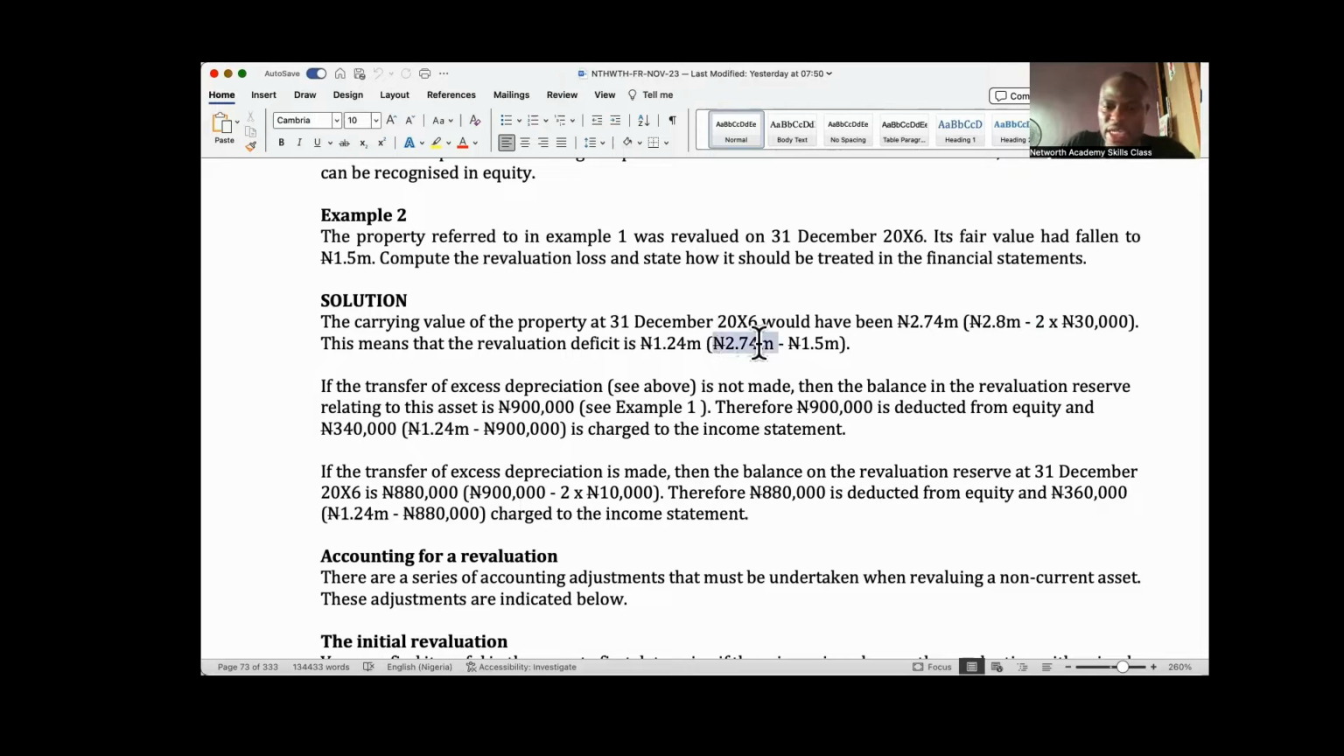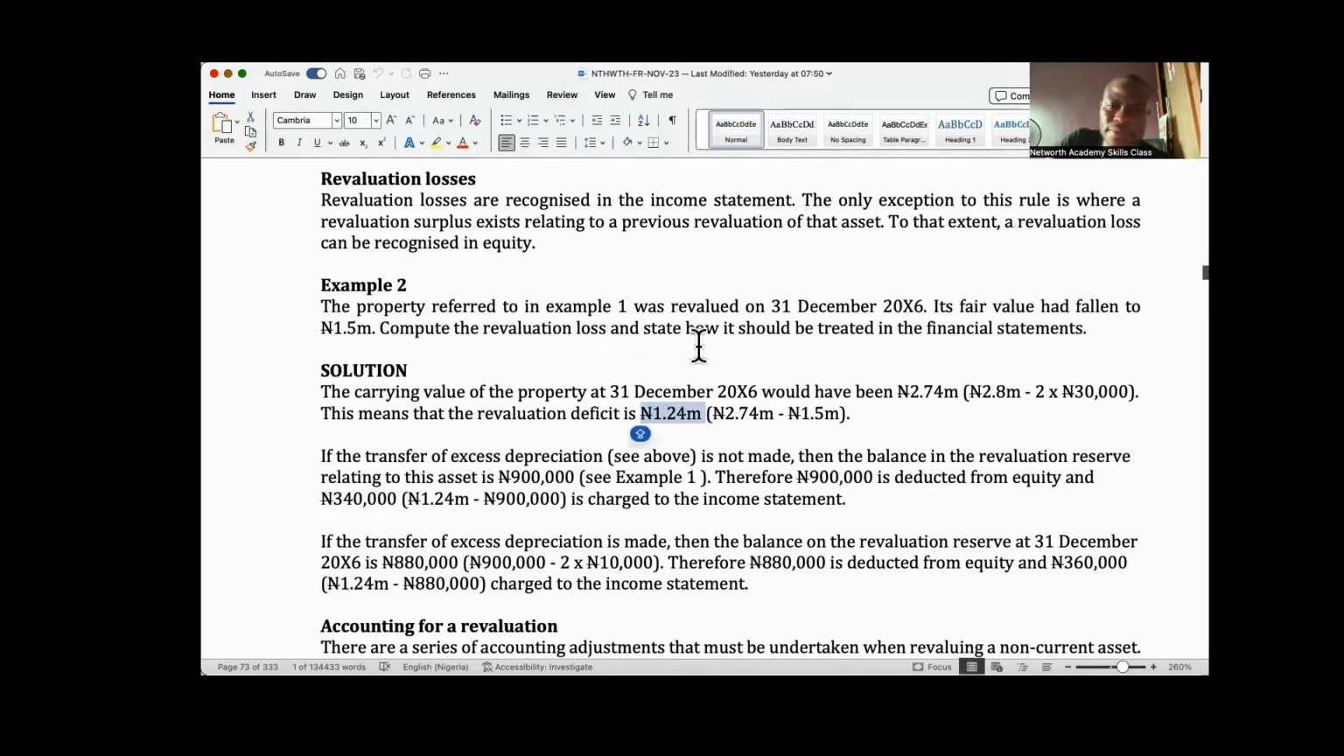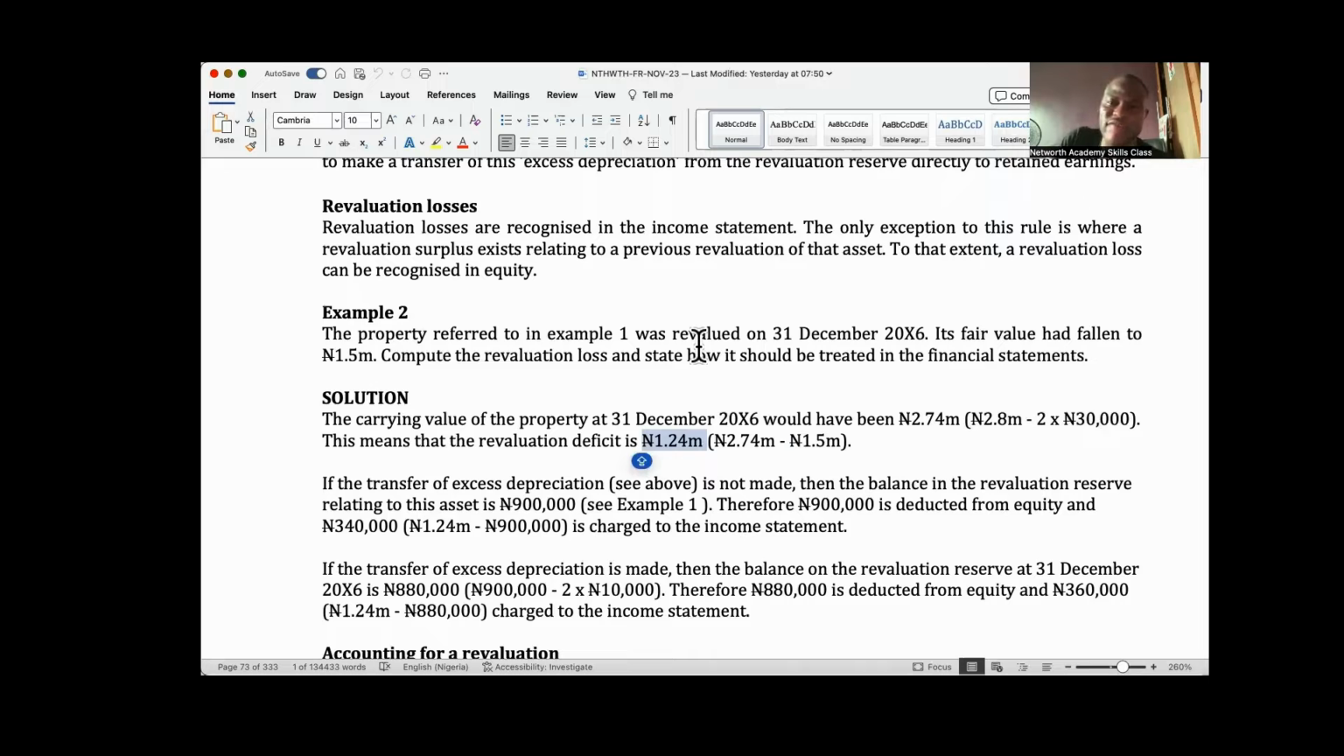By the time you compare this carrying amount with the fair value, you will see that the carrying amount, or the book value, is higher than the fair value of the asset. That gives us a revaluation loss, a revaluation deficit. Ordinarily, when you have a revaluation deficit, it should go to P&L, to your income statement. But I told you earlier, it might not go to P&L if there is any previous revaluation surplus.